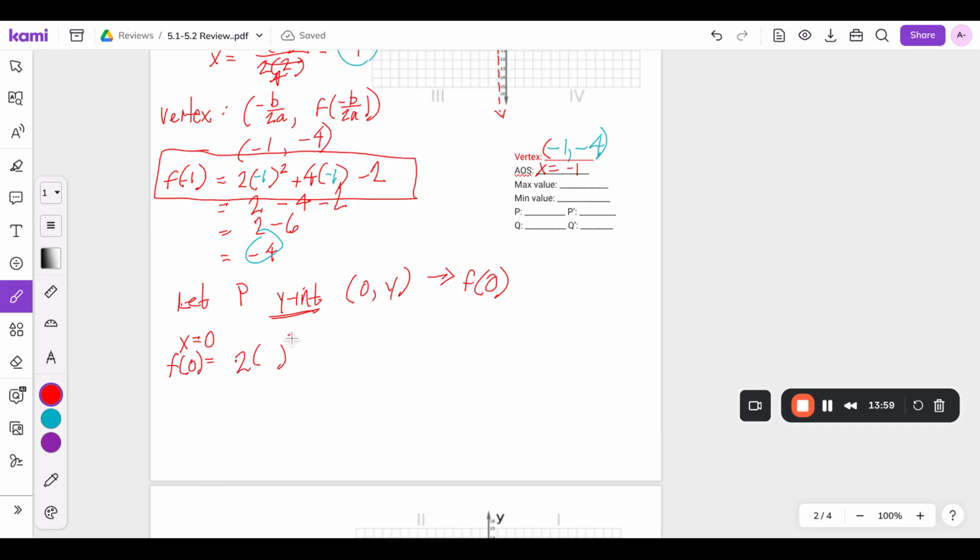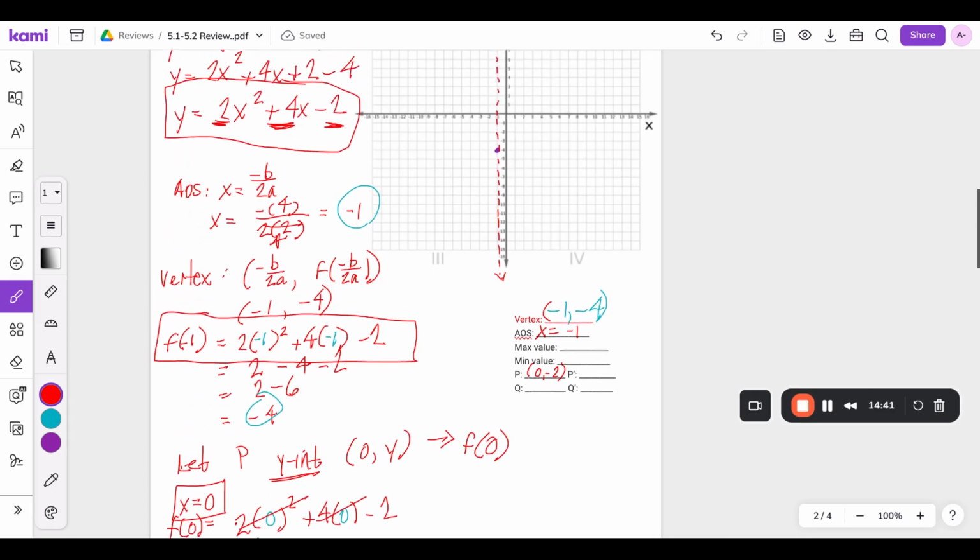Again, you're using this same thing right here that we did up here. 2 parentheses squared plus 4 parentheses minus 2. Put the 0 in. What do we got here? That goes away, that equals 0. That goes away, that equals 0. So f of 0 equals negative 2, or y is negative 2. Right here are the coordinates for your y-intercept, or point P. So point P has coordinates 0, negative 2.